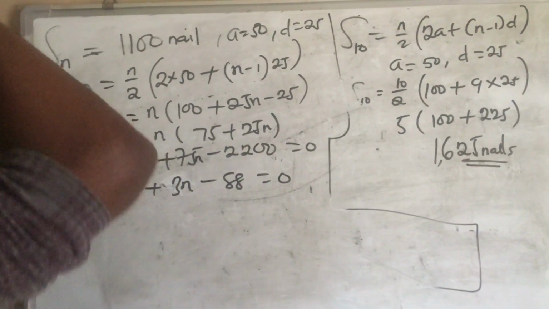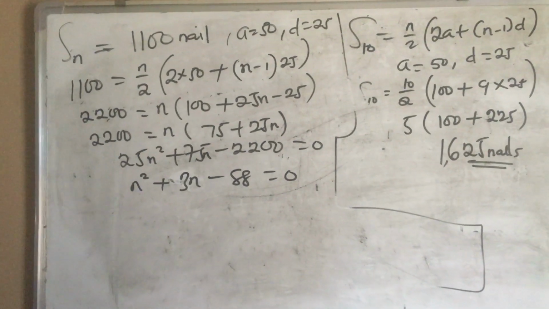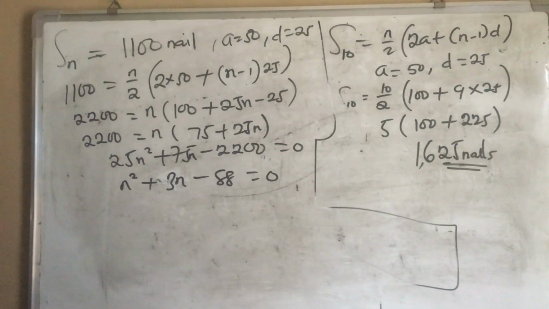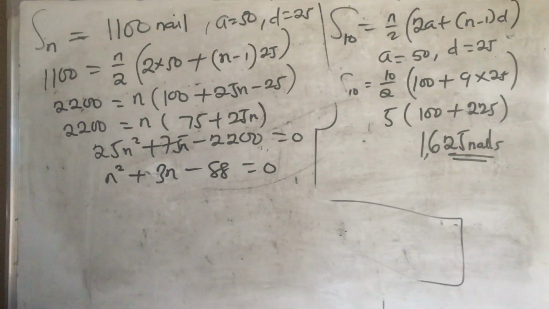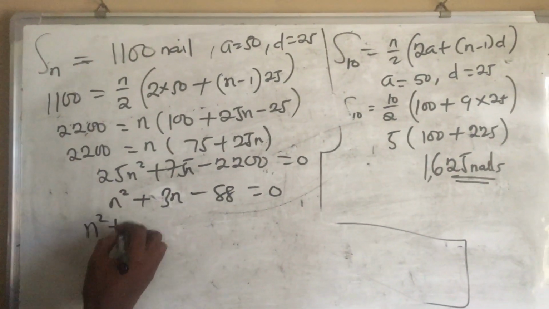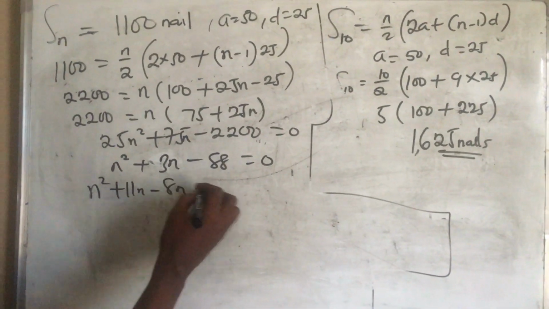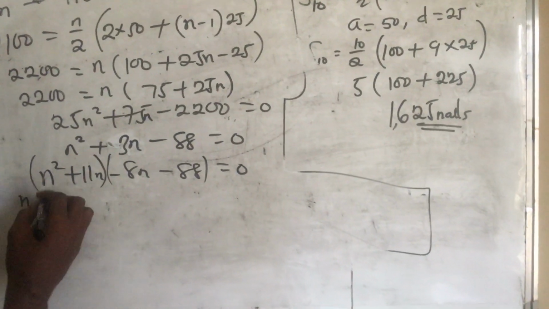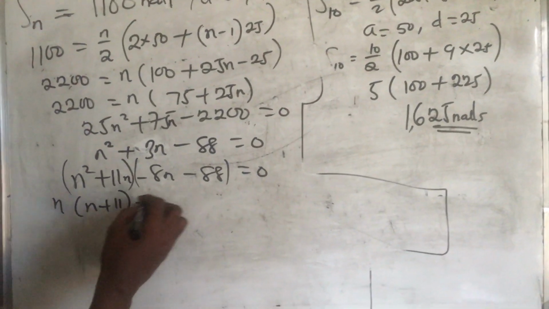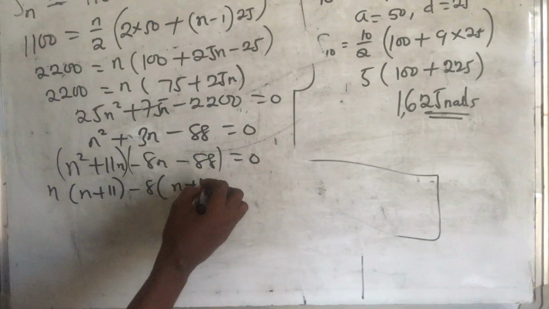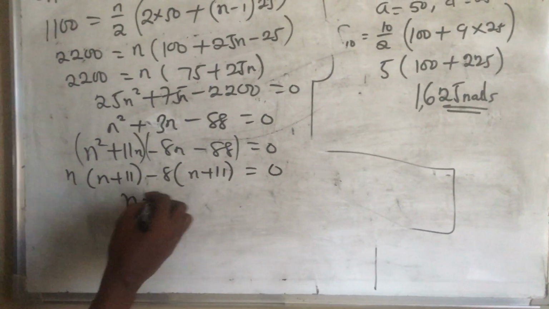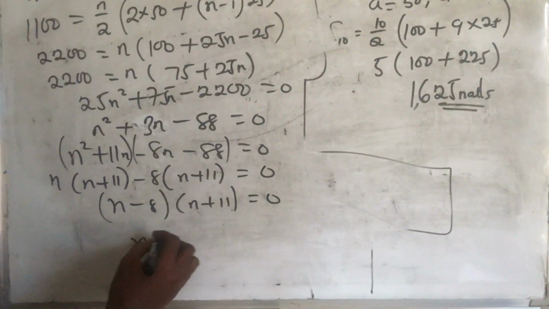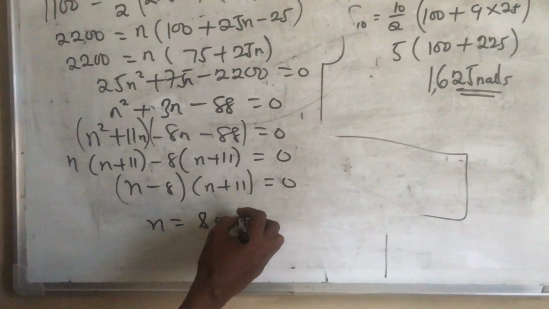Now looking for factors that when I multiply we get minus 88, and when I add, that will be plus 3. That is plus 11 and minus 8. So that will be n squared plus 11n minus 8n minus 88 equals 0. Just use factorization. This will be n in bracket n plus 11 minus 8 in bracket n plus 11 equals 0. n minus 8, n plus 11 equals 0. So our n here will be 8 or minus 11.